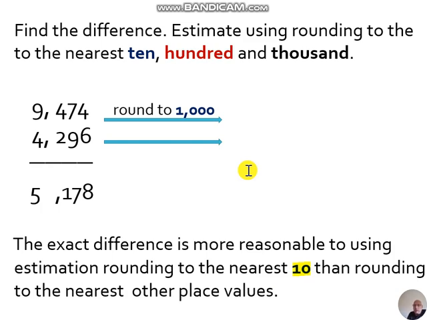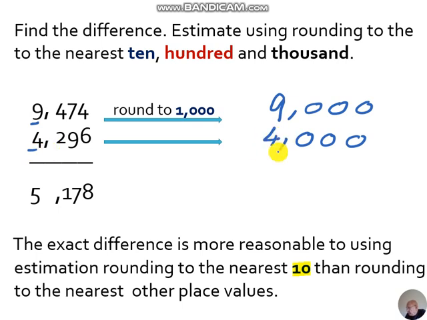Next one, round to the nearest 1,000. This is the 1,000 place here. You have 3 digits in front of the 9 here and 3 digits in front of the 4. I turn them to zeros. Okay, the number in front of the 9 is poor. I'm not going to add anything to the 9. The number in front of the 4 here is also poor. I'm going to write the 4 as it is. I subtract. Here 9 minus 4 is 5.